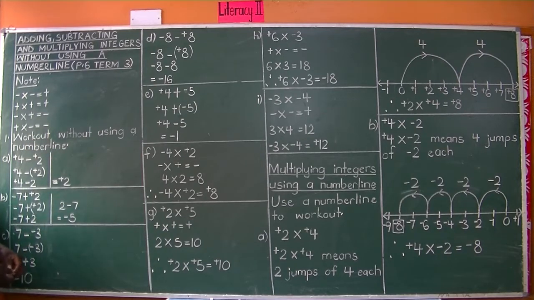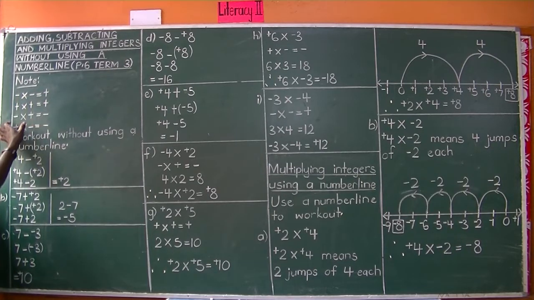Now, another thing to note about these changes is that when I've got the same signs multiplied or even divided, you get a positive. And when you get different signs multiplied or divided, you get a negative. Same signs produce a positive, different signs multiplied or even divided, you get a negative. That is what you must note.